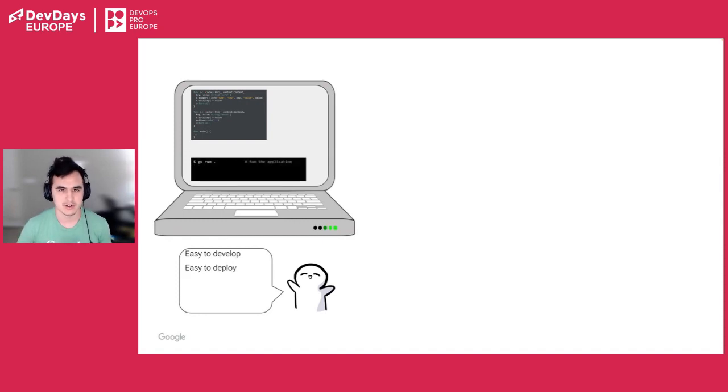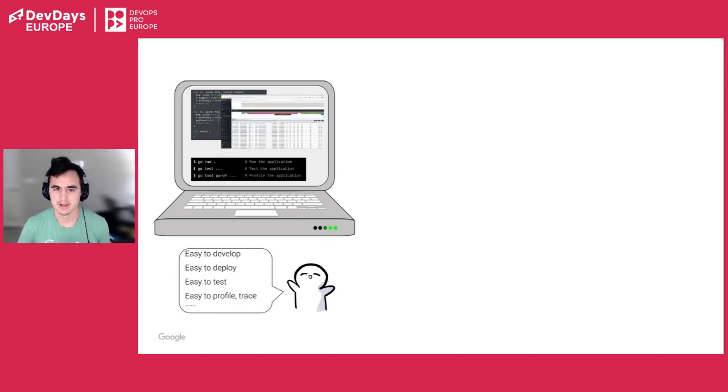Local applications are also easy to deploy. I'll just compile my application into a binary and run it like I would any regular binary. It's easy to test. I just write normal unit tests again and run them, nothing surprising. And it's easy to profile, trace, and debug. All the tools you're used to work locally just fine. So writing monolithic applications like this is super convenient.